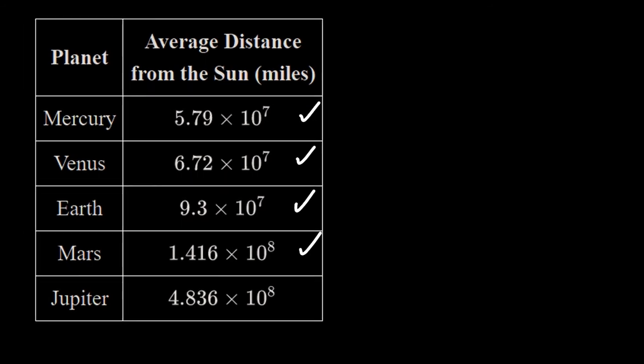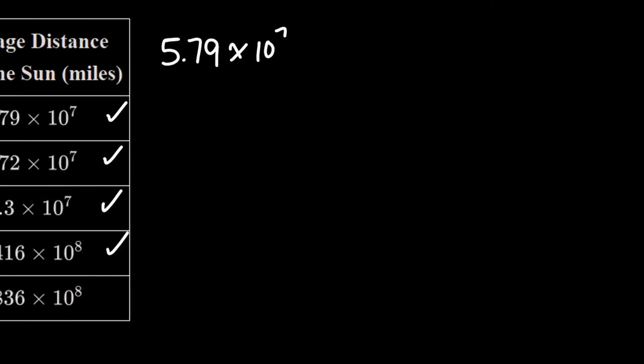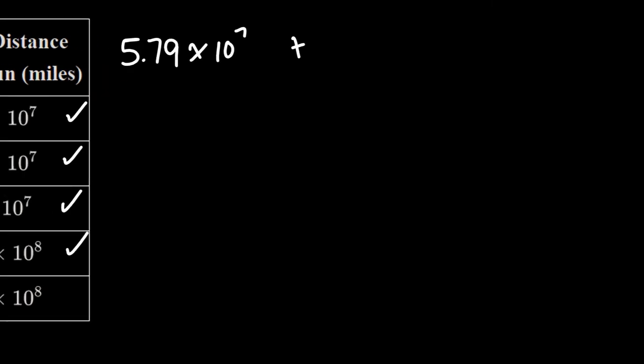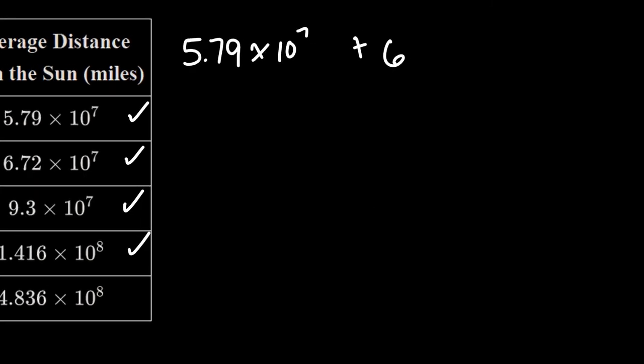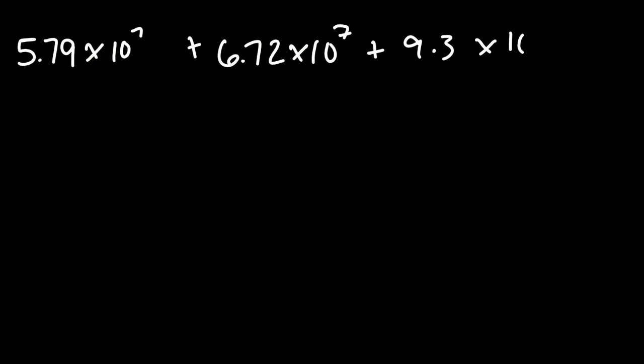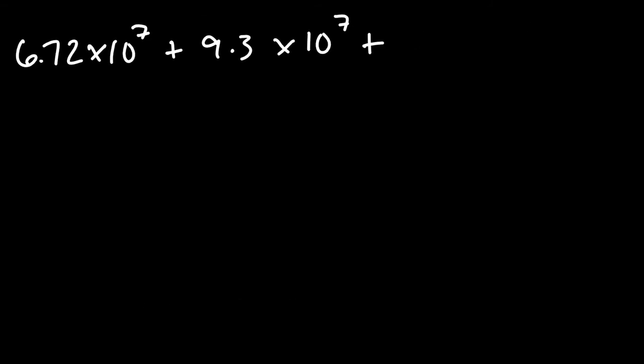So if I was to combine these, so I'm adding these up, I've got 5.79 times 10 to the 7th, plus the next one, 6.72 times 10 to the 7th, plus 9.3 times 10 to the 7th, and then plus the last one there is 1.416 times 10 to the 7th.